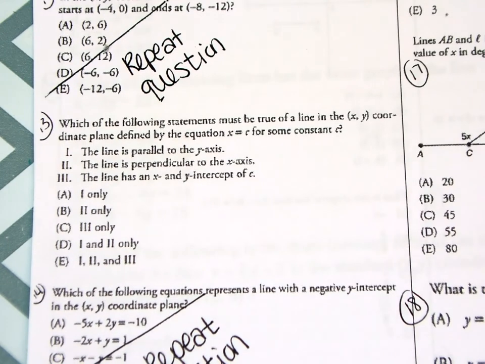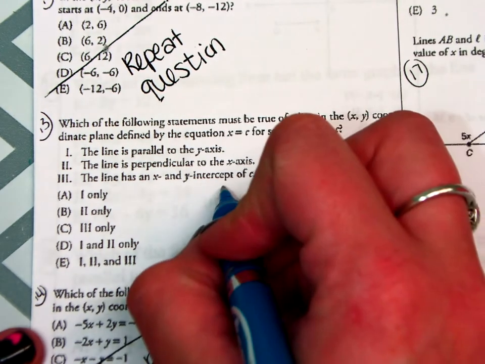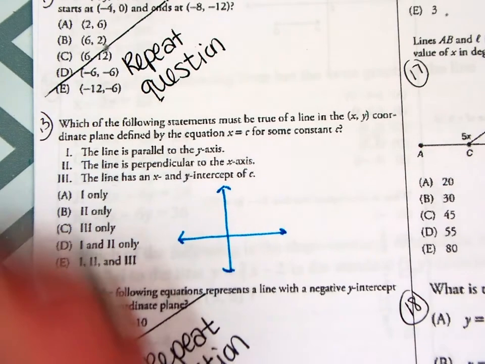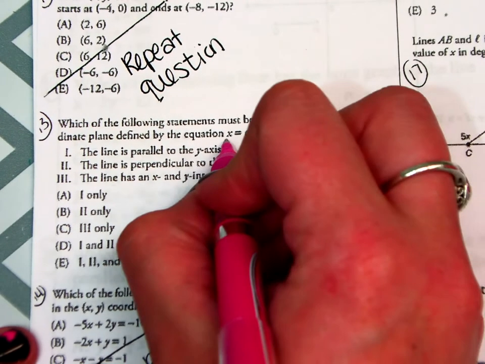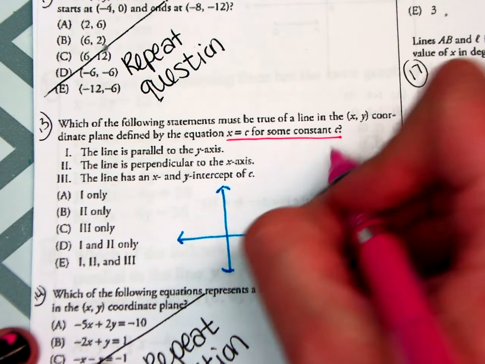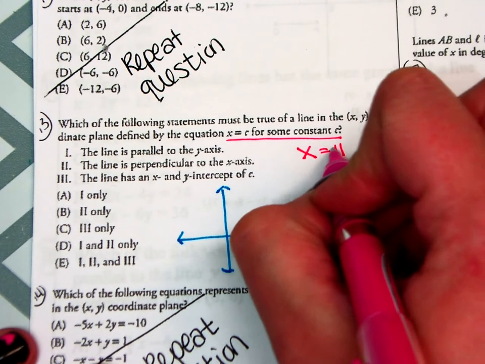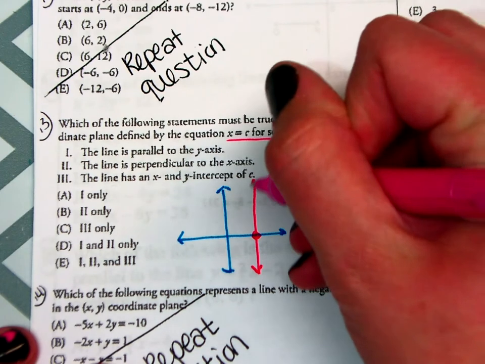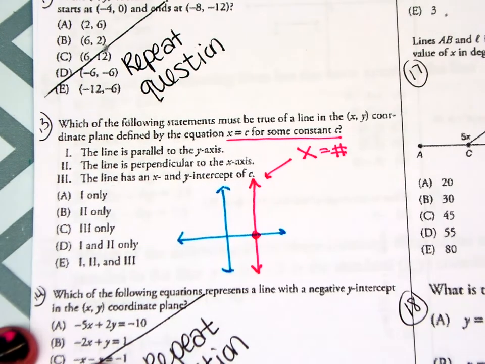Number 13, which of the following statements must be true if it's defined as x equals c for some constant? So I see that I have an xy coordinate plane. I am asked to graph x equals c for some constant c. That just means x equals a number. So x is over here. That's a vertical line. So that is x equals a number.